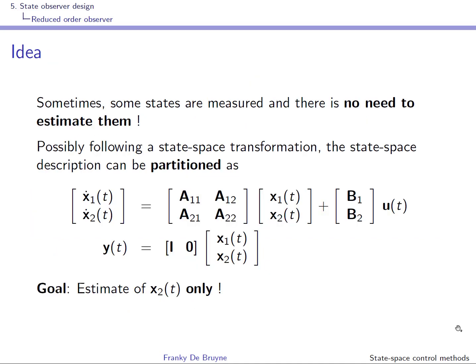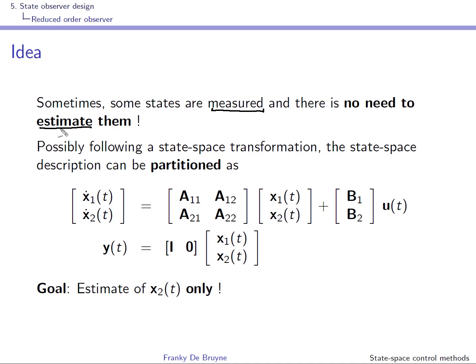So we have seen that sometimes some states are measured, and it might therefore not be necessary to estimate them. We've seen also that sometimes, even if a state is measured, it might be a good idea to estimate it, because the full order estimator will act as a filter and you will have a filtered estimate. But in some cases, some states are measured and you do not want to implement the full order observer, because this would be too computationally intensive.